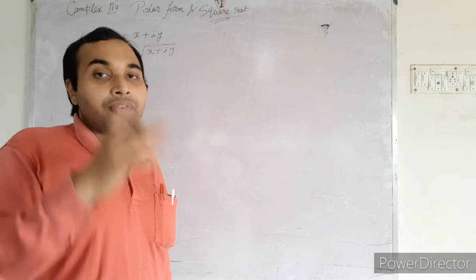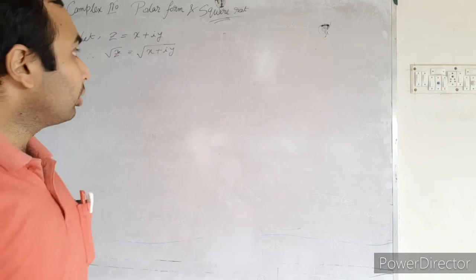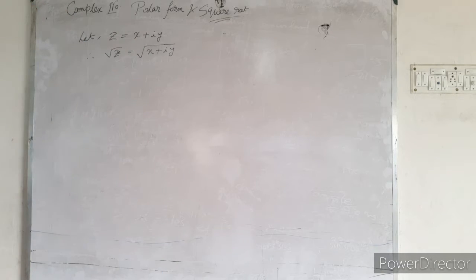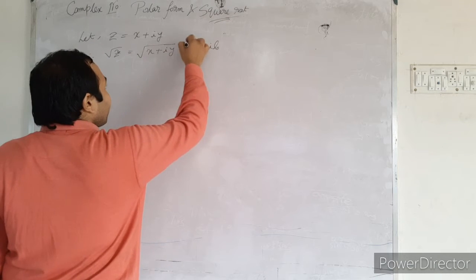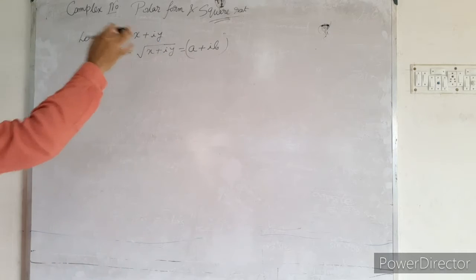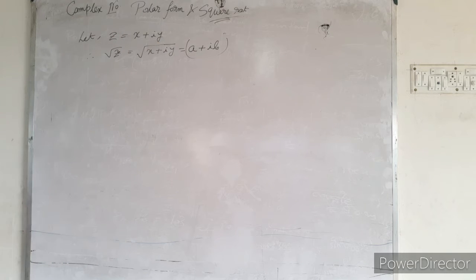How can you find that one? That's the method of the square root of a complex number. So here, root over x plus iy, how will we do this? We will just take this as a plus ib. Root over x plus iy, we are taking this as a plus ib.